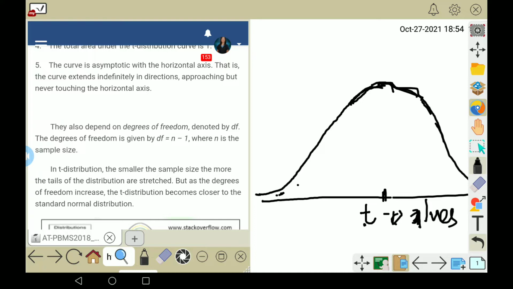The degrees of freedom is denoted by df. It is represented by the letters df. The degrees of freedom is given by df equals n minus 1, where n is your sample size. So the degrees of freedom is measured by n minus 1.